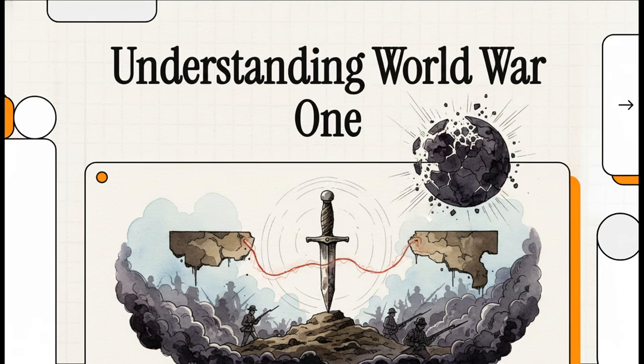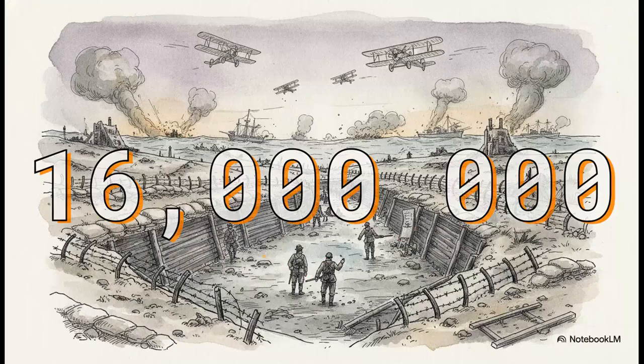Welcome to This Explainer. Imagine a world just balancing on a knife's edge, right? Utterly unaware of the absolute catastrophe about to unfold. Today, we're looking at an event that literally shattered the globe. It's the story of how a single isolated spark cascaded into a terrifying fire that changed the course of human history forever. The sheer scale of what we're about to cover is honestly staggering, especially when you consider the toll.